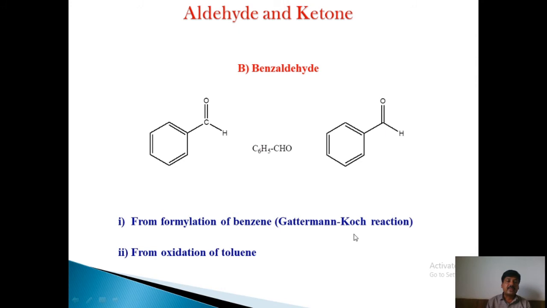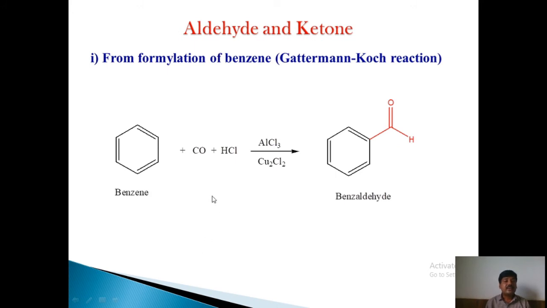After that, in this slide we show the second aldehyde, that is benzaldehyde. This is the structure of benzaldehyde. Also we can write C6H5CHO. This is the shorthand representation of benzaldehyde. There are two different methods for the preparation of benzaldehyde. One is formylation of benzene, that is Gattermann-Koch reaction. Then second one is from oxidation of toluene.